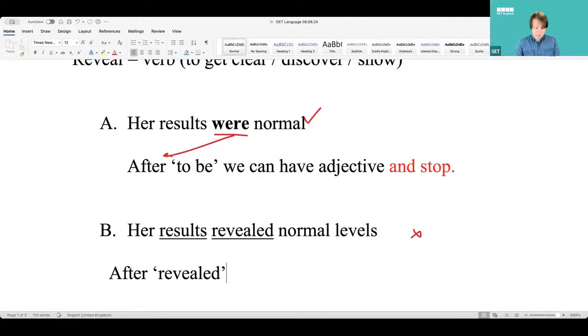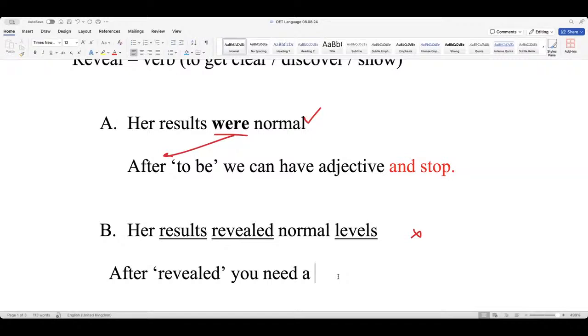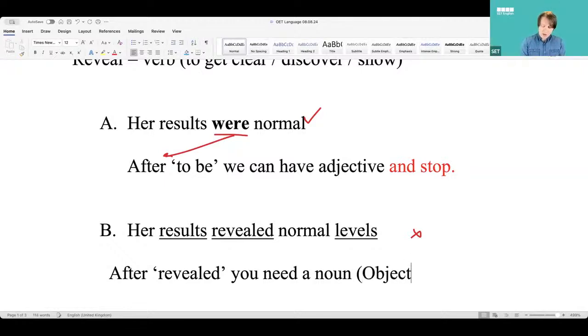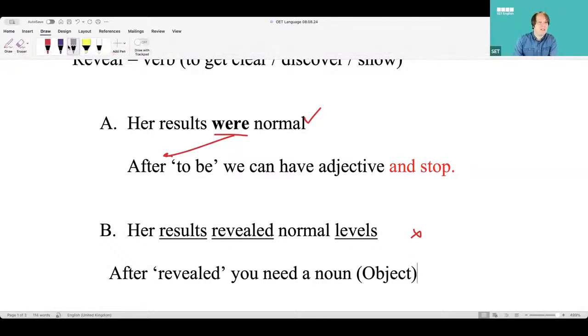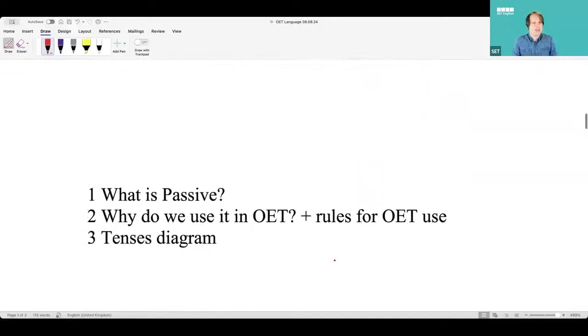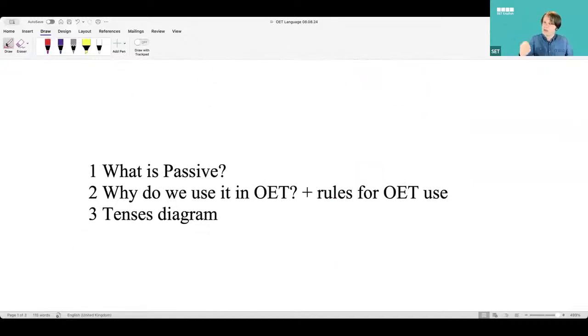Okay. So guys, after revealed, you need a, what is this? It's not a subject. It's an object. Yes, it's an object, or we can just say noun. Good. Okay, so that's just a game to get you warmed up, but it will be useful today. Today we're studying the passive: subject, object, auxiliary verb. These things are important in passive.